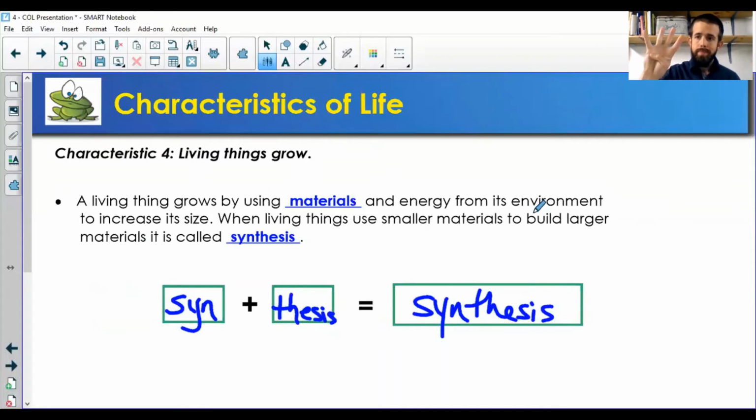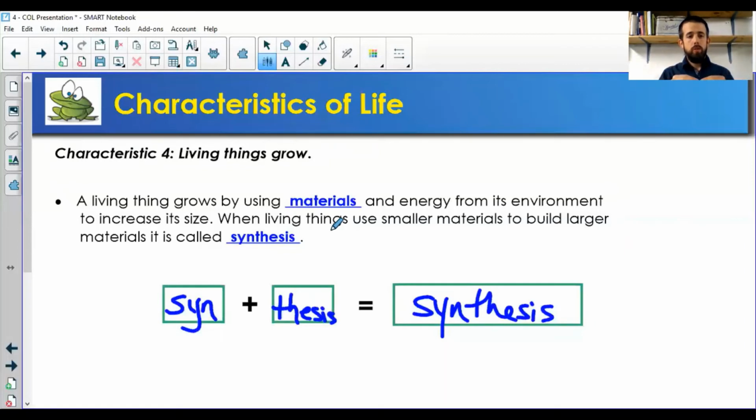Characteristic number four is that living things grow. I think you get the idea of this one, but one of the things to think about is that living things grow at a cellular level. All of us began as one cell, and now you are many, many cells, I believe trillions of cells, I could be wrong, but a lot of cells.